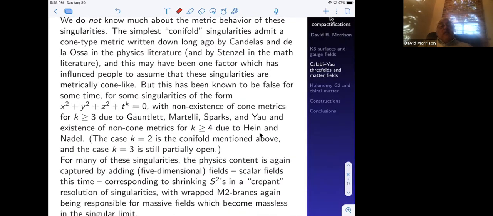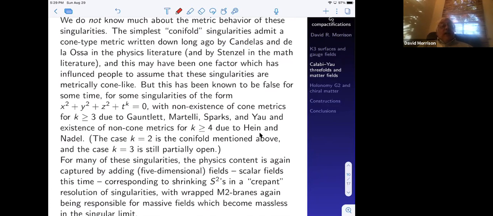The very simplest singularity of this type is a so-called conifold singularity. And we do know a metric for the conifold case. That metric was written down by Candelas and de la Ossa in the physics literature and by Strominger in the math literature in the 80s, I think. And the success of studying that metric may have been one reason why people tend to assume that the singularities that occur are metrically cone-like, but it's not generally true. In fact, it's been known to be false for some time.